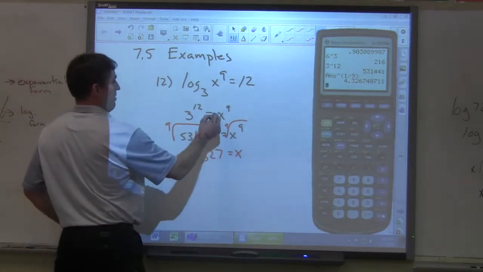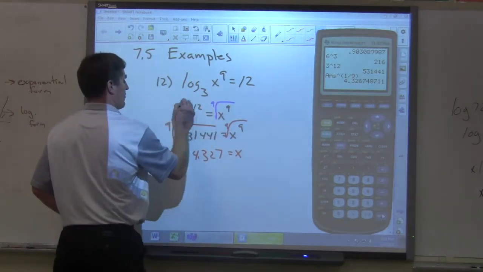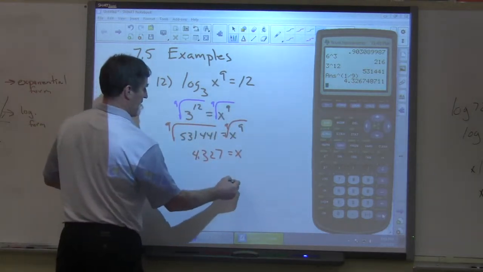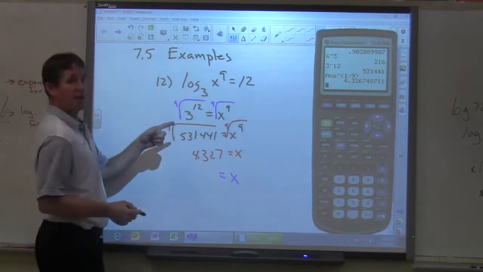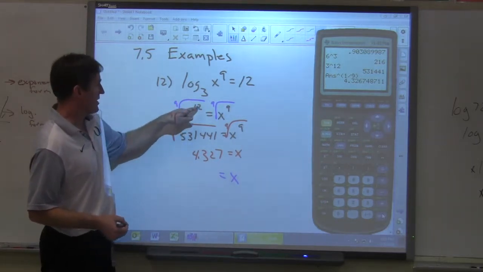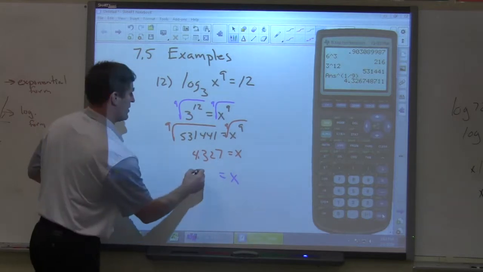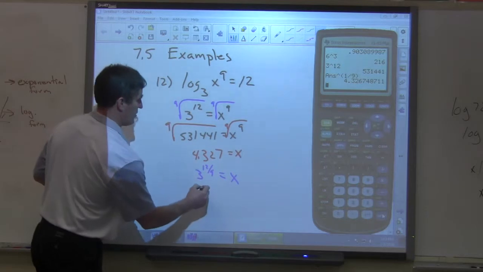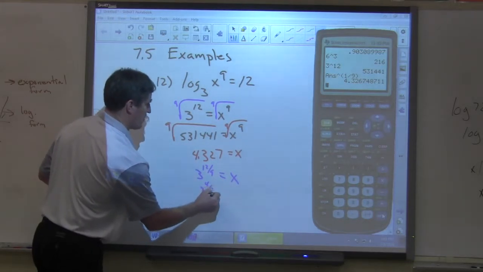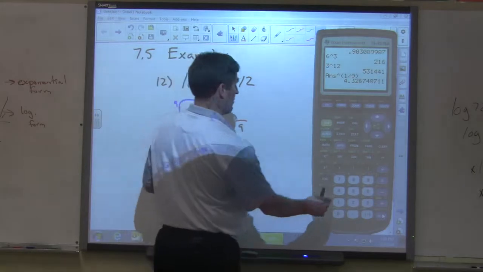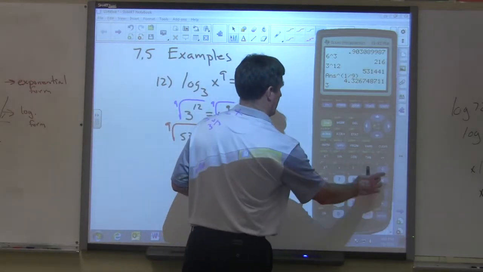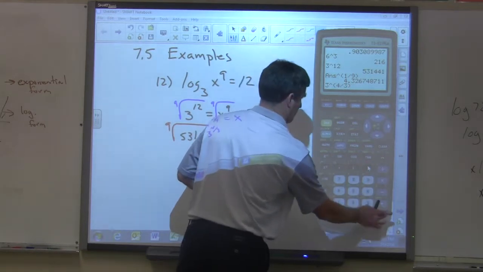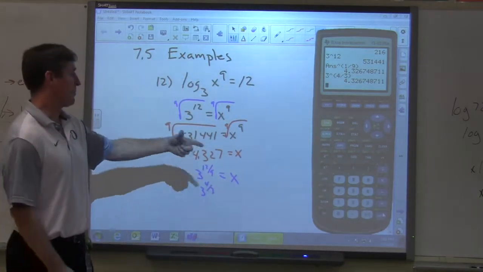Now, another way you could do this is, back here at the top, take the 9th root right here. So these would cancel and we would get x equals, now if you remember when we did fractional exponents, this is our numerator and this is our denominator. So it becomes 3 to the 12/9 power, which reduces to 3 to the 4/3 power. And so we can now do that on the calculator. 3 to the 4/3 power. And again, we get the same number, 4.327.